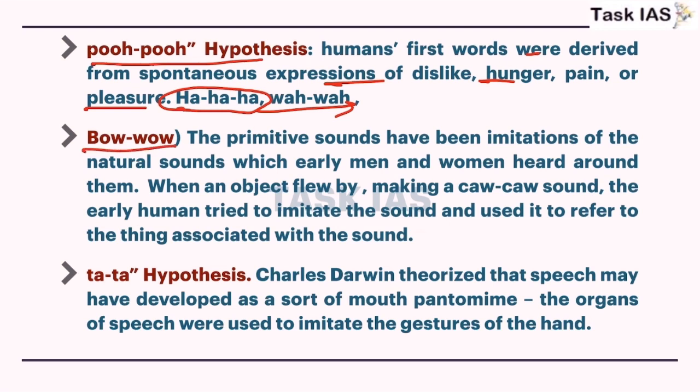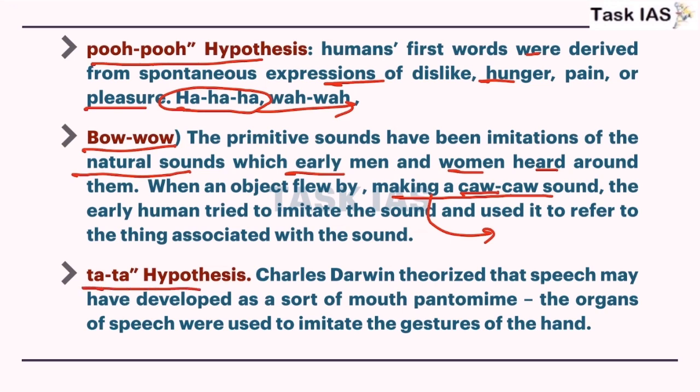Now the bow-wow hypothesis. According to it, primitive sounds were imitations of natural sounds which early man and woman heard around them. For example, making a coo-coo sound when an object is flying. So humans tried to imitate this sound. This is again a particular type of imitation, and this led to the origin of communication.